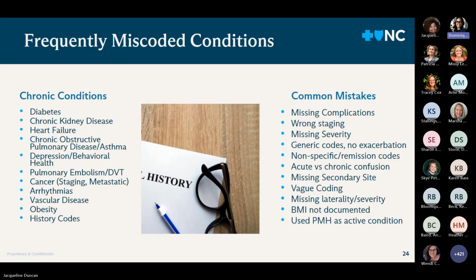These gaps lead to underreported patient complexity and lower RAF scores, affecting reimbursement, care management, and quality outcomes. Frequent issues include missing complications, incorrect staging, generic codes, confusion between acute and chronic status, and incomplete details like BMI or laterality. In the next slides, we'll break down a few of these conditions, explain why errors occur, review real-world scenarios, and show how they impact risk adjustment, true patient complexity, and organizational performance.